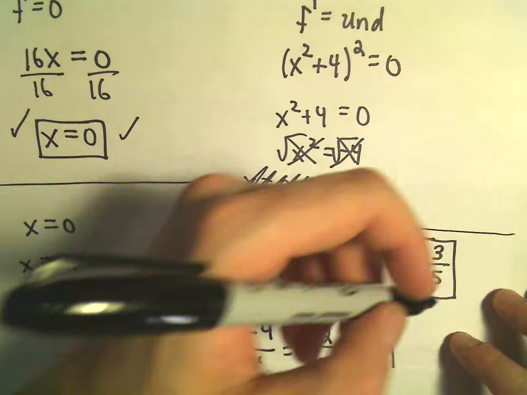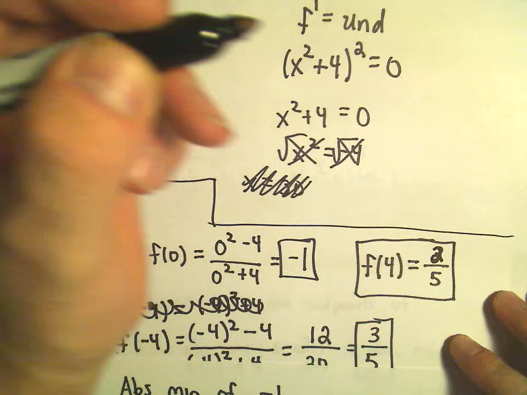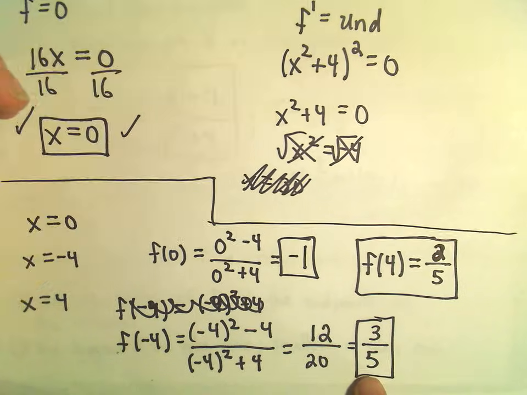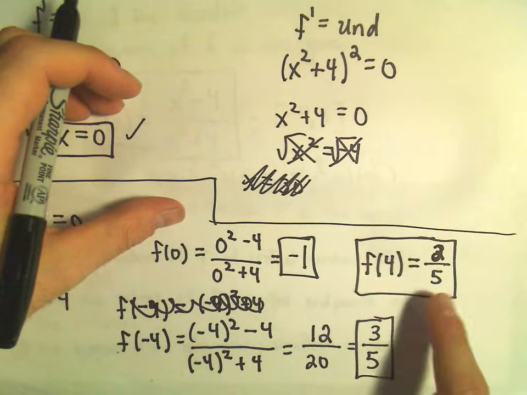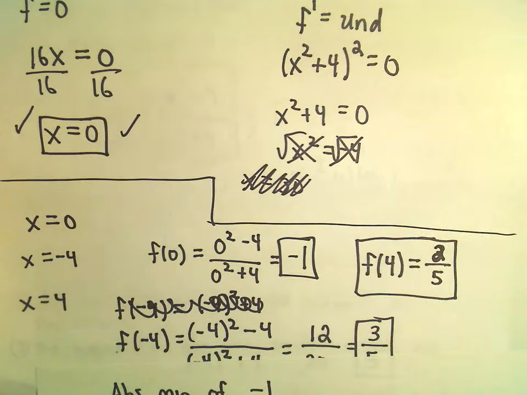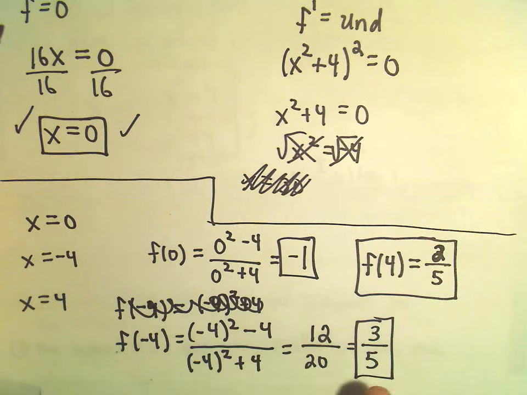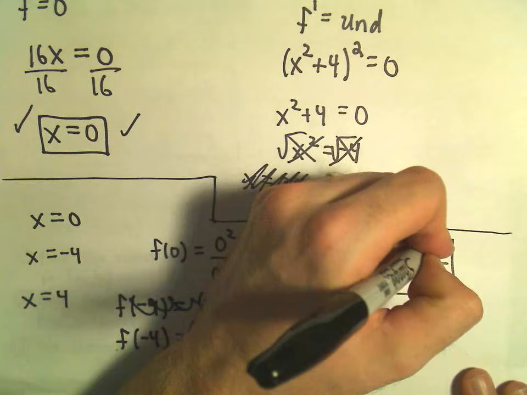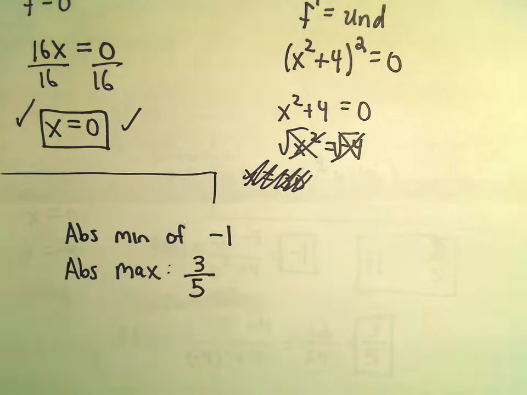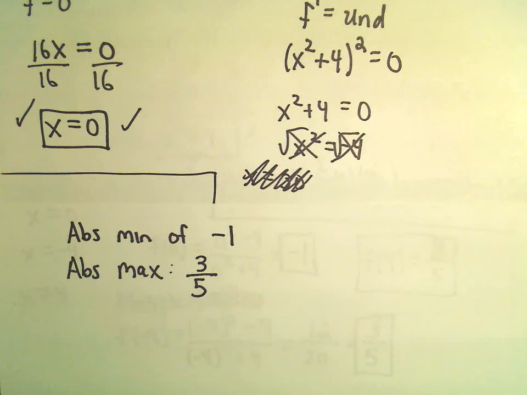Obviously, if you had 2/5 instead, -1 would still be the absolute minimum, and 3/5 would still be the absolute maximum. 2/5 is an endpoint, so not much is going on there. Again, all you have to do is pick out the largest and the smallest. In this case, the maximum occurred at 2 places, but that's perfectly legal, no problem there.